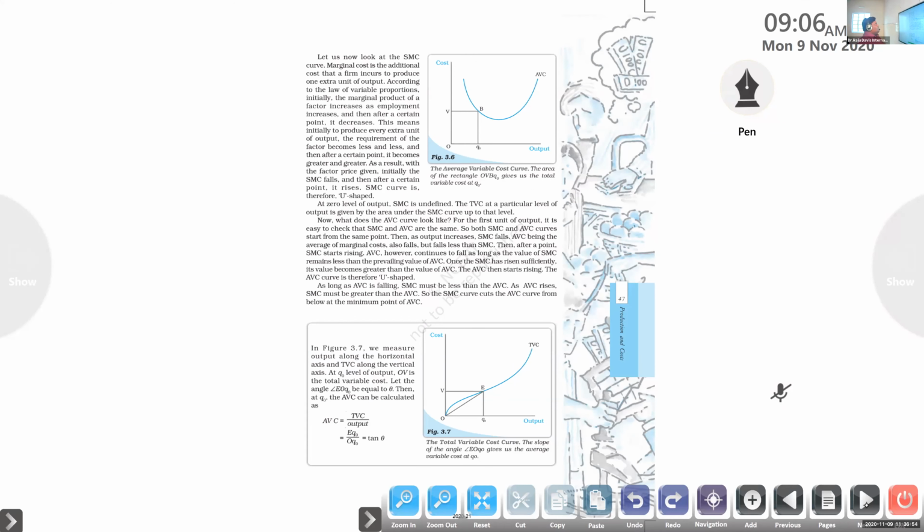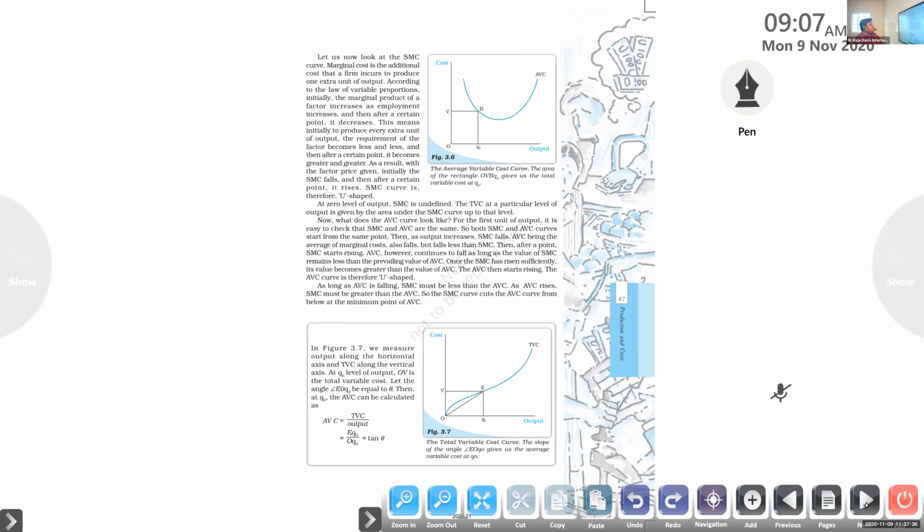Next one, we want to find out the SMC curve. Now let us look at the SMC, short run marginal cost curve. Marginal cost is the additional cost that a firm incurs to produce one extra unit of output. The word marginal is always connected with the extra. If you are adding something extra to the present values, what changes are we able to observe? That's what marginal is.